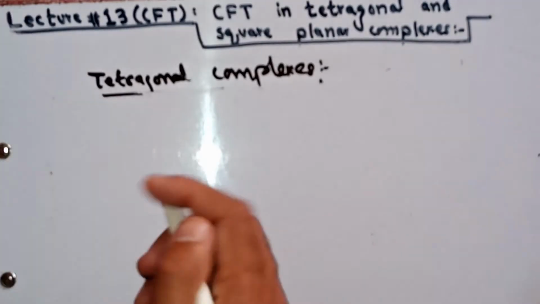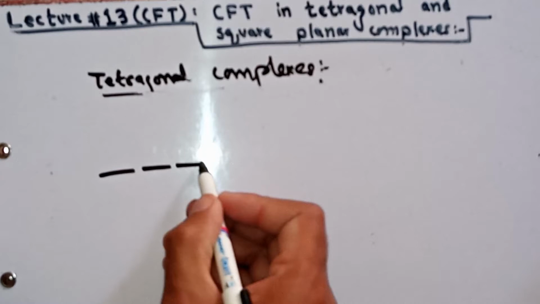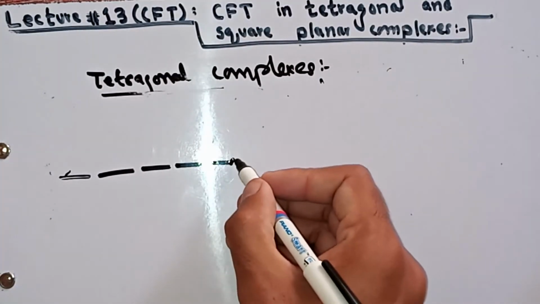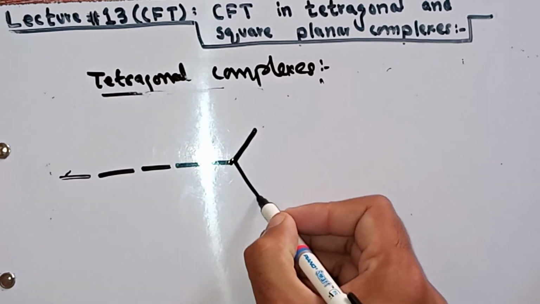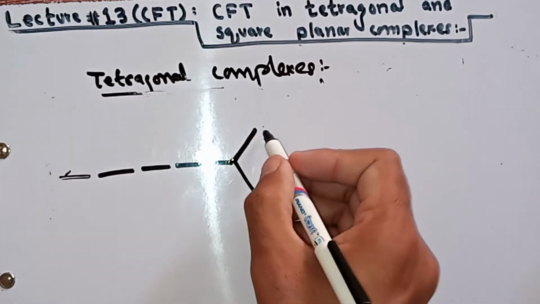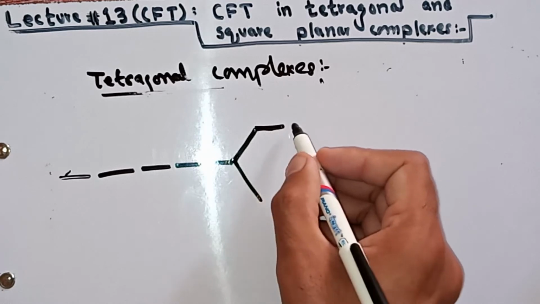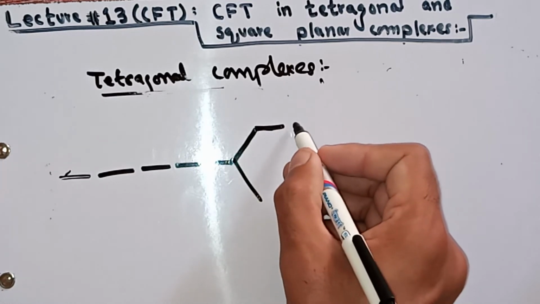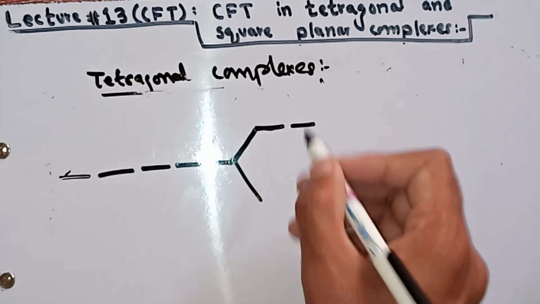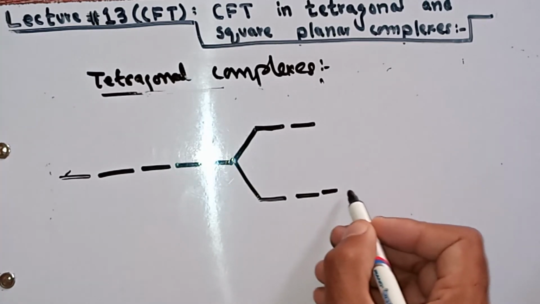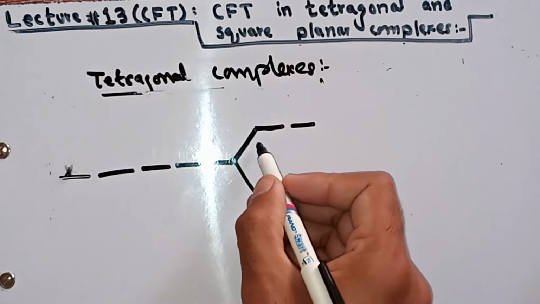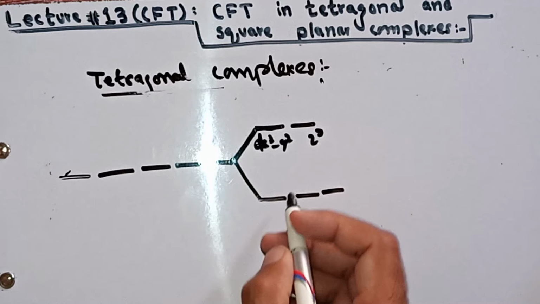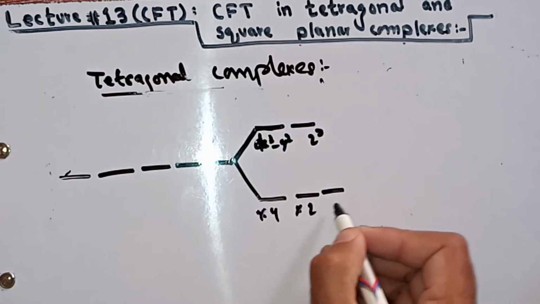Splitting of d orbital will be like this. This is d orbital. So, first of all, in octahedral splitting, Eg has high energy while T2g has lower energy. So let's suppose that is dx square minus y square orbital, and that is z square orbital, that is xy, that is xz, that is yz.